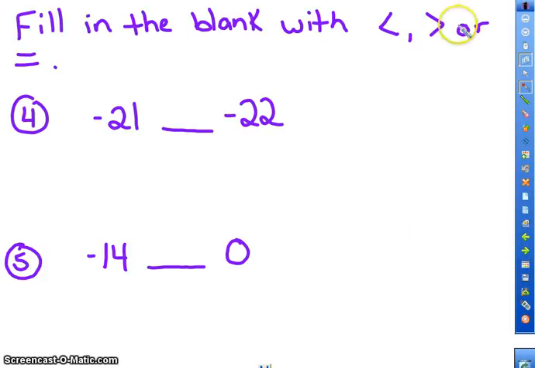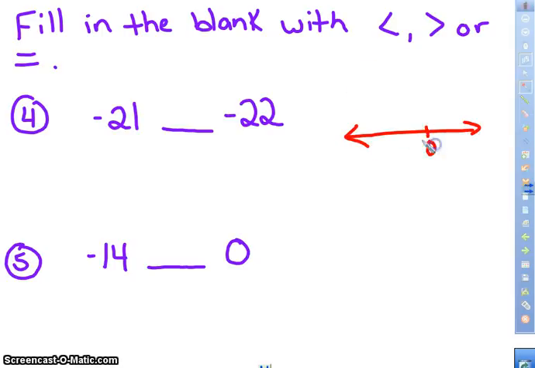Okay, so we have less than, greater than, or equal to. If you recall on a number line, as your numbers move further away from 0, they're getting smaller and smaller and smaller. All right, so what's furthest from 0? Negative 21, I'm sorry, as they're negative, moving further away from 0, they get smaller and smaller and smaller. So what is further from 0, negative 21 or negative 22? Well, negative 22 is going to be my smaller number, so I'm going to use a greater than sign.